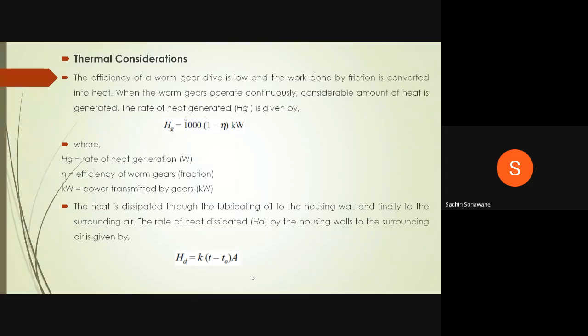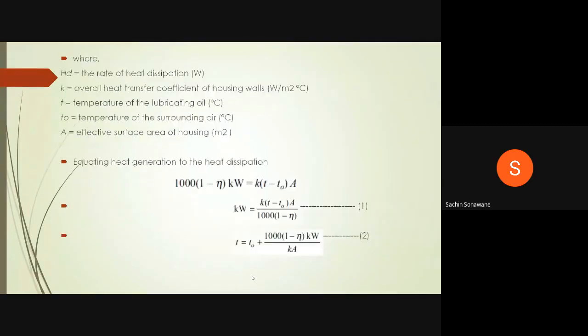The heat is dissipated through the lubricating oil to the housing wall and finally to the surrounding air. The rate of heat dissipated Hd by the housing walls to the surrounding air is given by Hd is equal to K into bracket T minus T naught into A, where Hd is the rate of heat dissipation in watt. K is the overall heat transfer coefficient of housing walls in watt per meter square degree Celsius. T is the temperature of the lubricating oil in degree Celsius. T naught is the temperature of the surrounding air in degree Celsius. A is the effective surface area of housing in meter square.